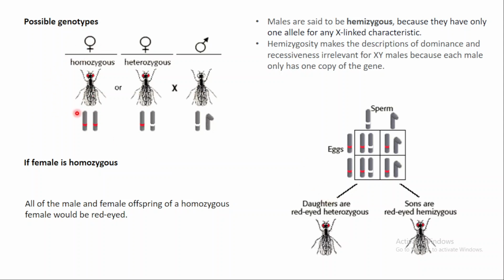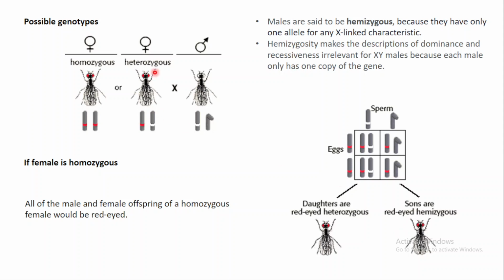Could you see? So this is not an option. This cannot be the female parent's genotype, because with this kind of genotypic distribution, we are generating all the daughters to be red-eyed and all the sons to be red-eyed.